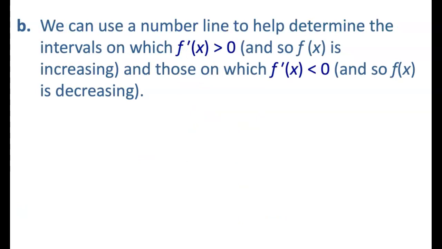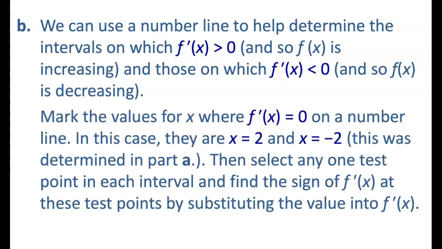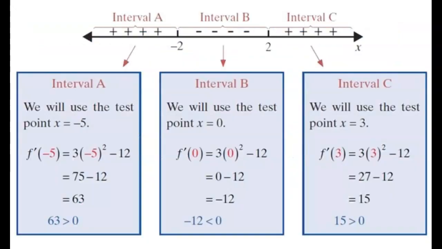All right, Part B says we can use a number line to help determine the intervals. Now we're going to name the intervals where the function's increasing and decreasing. So we're going to make a number line, and on it we're going to mark 2 and negative 2. Here's the number line, and really all you need to label is negative 2 and 2. Those are the only opportunities for the function to change direction, okay?